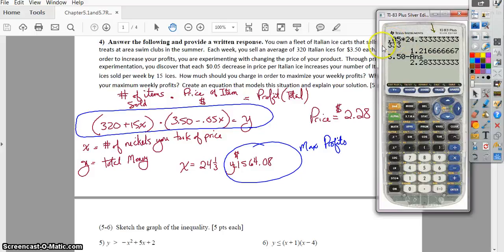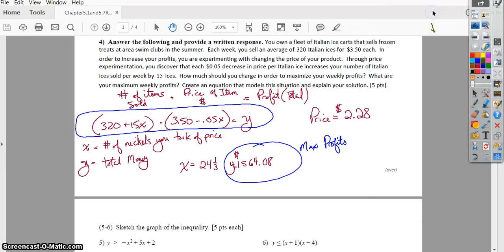of a dollar times 0.05. So what I'm doing is this guy here. So 24.3 repeating times a nickel is $1.21 with 6 repeating after the 1. I then subtract that from 3.50, and that's my price of $2.29. Okay, and then there's my max profit. All right, so let's keep rolling then.